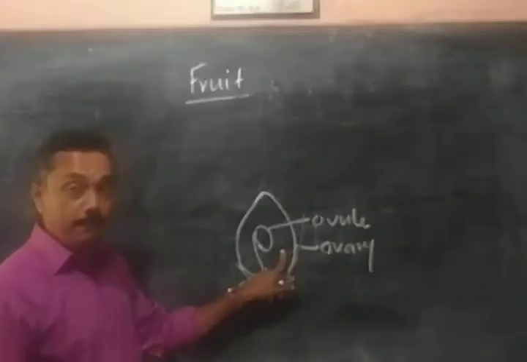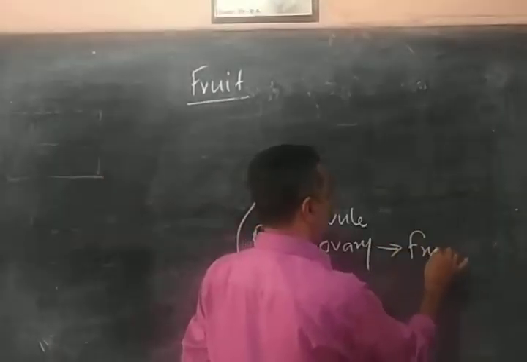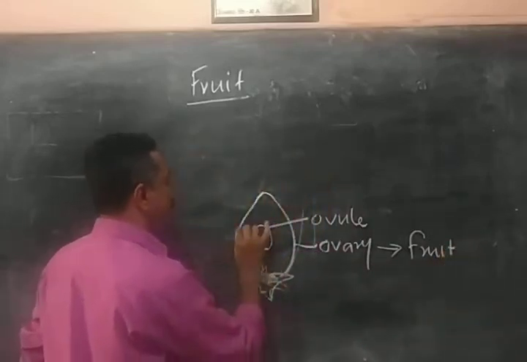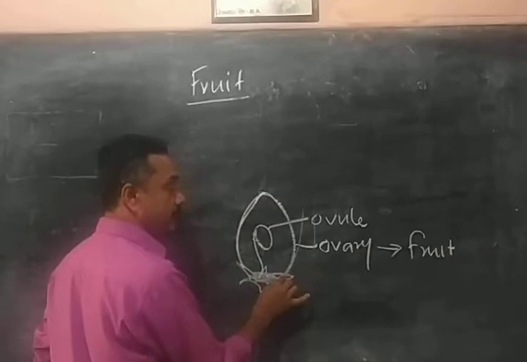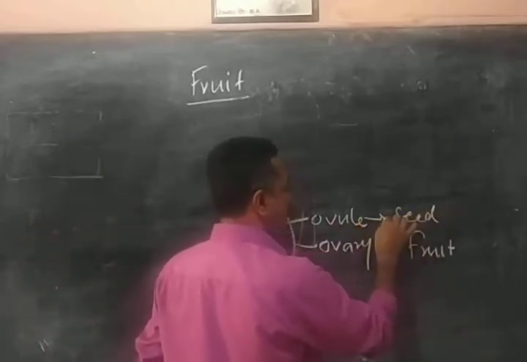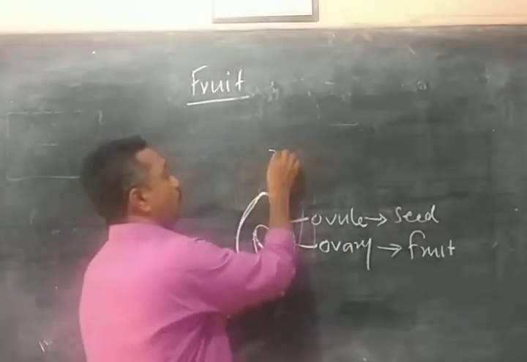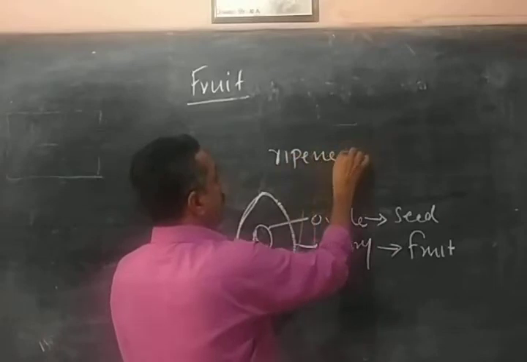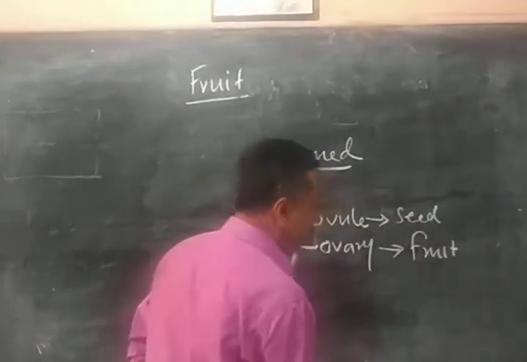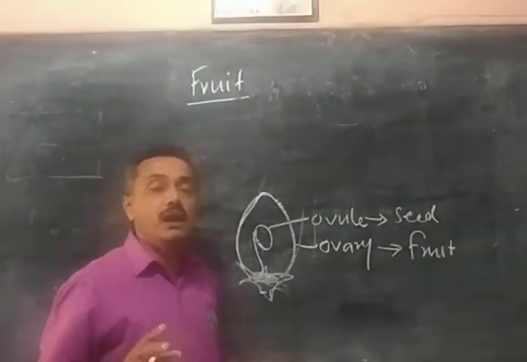This ripened ovary is called the fruit. The ovary develops into fruit like this, and this ovule develops into seed. So the ripened ovary is called a fruit. The ovary develops into fruit and the ovule develops into seed after fertilization.